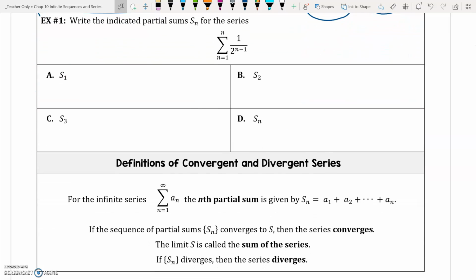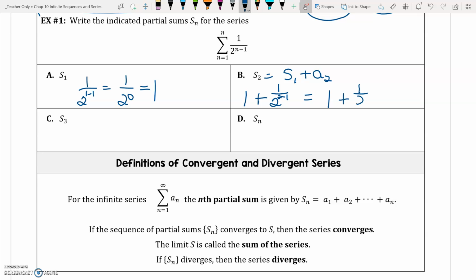Our first idea here is to start creating some partial sums. We have this series, the summation from n equals 1 to infinity of 1 over 2 to the n minus 1. And we are asked to write the indicated partial sums. So s sub 1 is just going to be the first term, which is 1 over 2 to the 1 minus 1. So that's 1 over 2 to the 0, which is 1. The second partial sum is going to be s1 plus the next term. So that is 1 plus 1 over 2 to the 2 minus 1. So I'm going to have 1 plus 1/2.